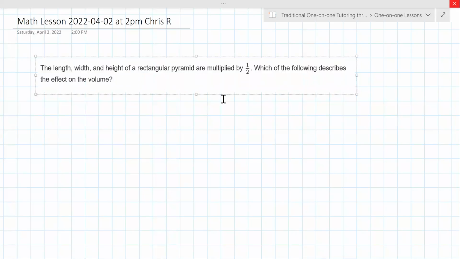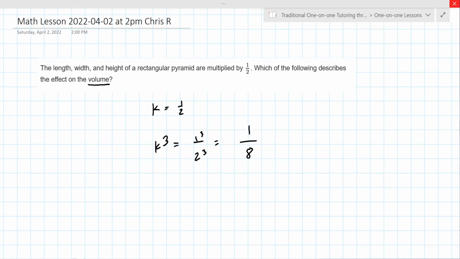I'm on the first question here, and the K value is 1/2. What is the effect on volume? With K, volume is cubed. So you have to cube the top number and the bottom number. So that's 1/8. Perfect. All right, nice and easy to get started here.